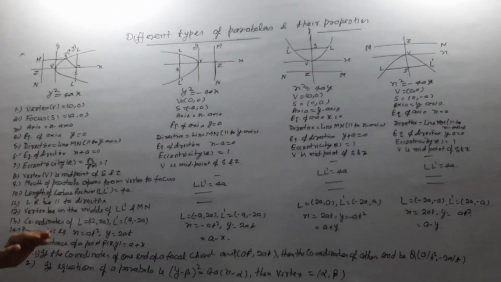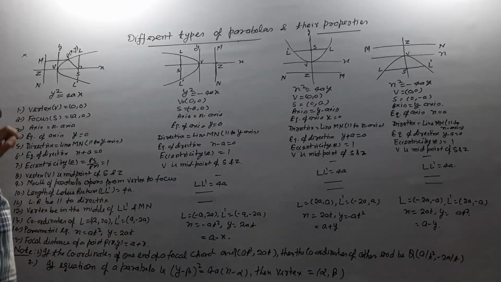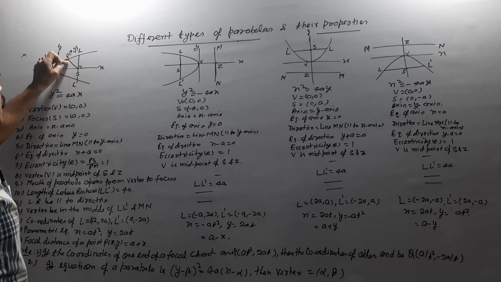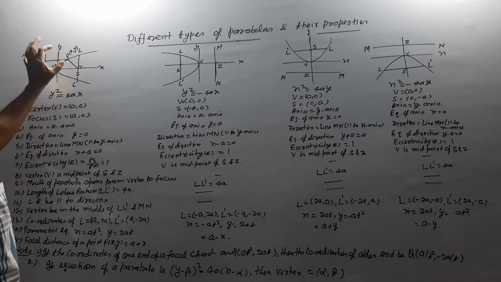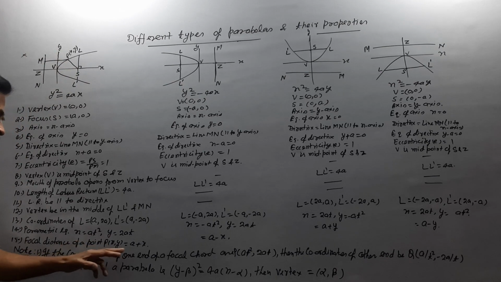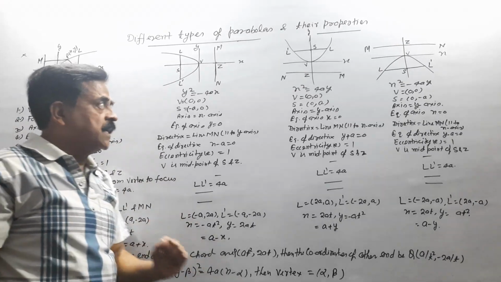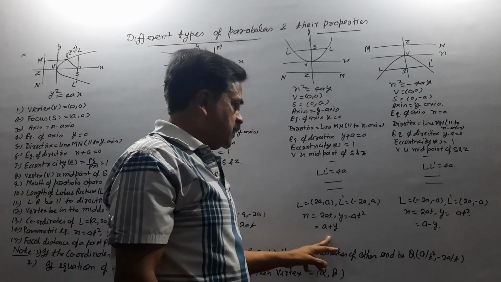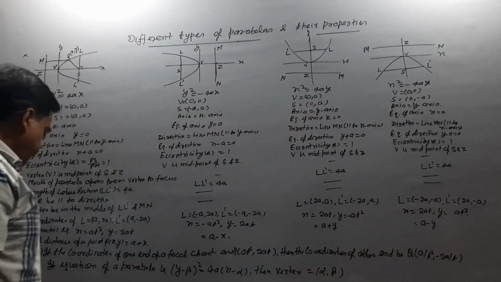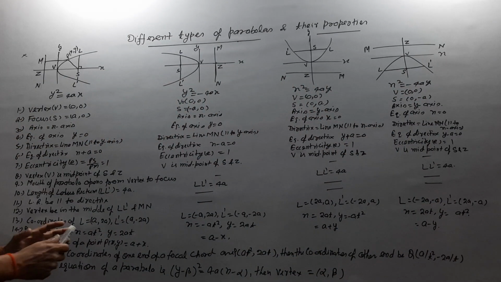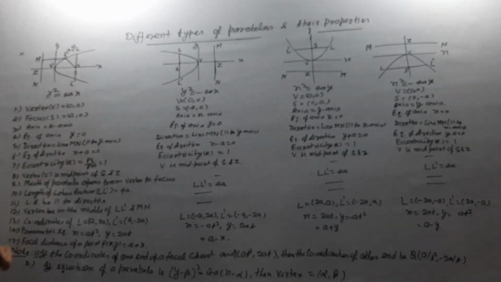Focal distance of a point P(x, y). Focal distance means the distance of the focus from a variable point P. P is a variable point whose coordinates are (x, y), and the focus is this S. So the focal distance is always a plus x in this case. In the second case, the focal distance is a minus x. In the third case, a plus y. And in the fourth case, a minus y. These are the 15 properties of these four standard parabolas.